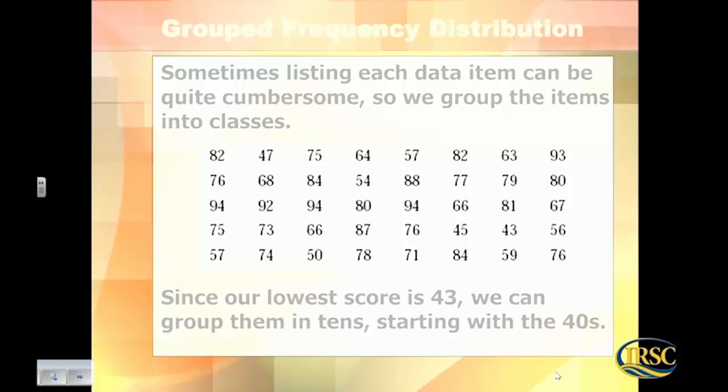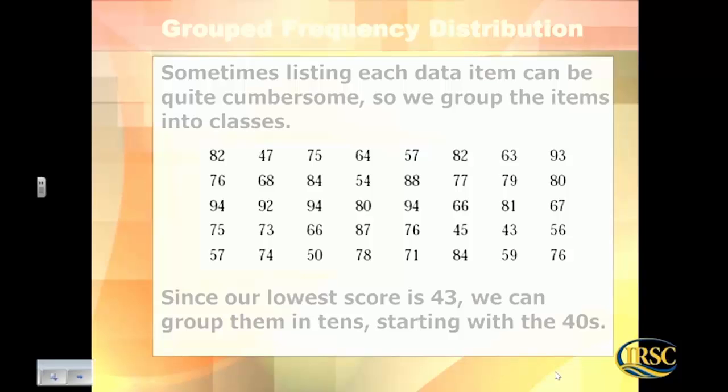So instead, what we can do is we can group the items into classes. So this would be different types of classes than what we talked about. It's not a category. Well, in a way, it is a category, but this is a numerical category. So in other words, since our lowest score is 43 and our highest is in the 90s, we can group them by tens and start with the 40s. So at the top we would have 40 through 49, those would be the 40s. And then the next class could be 50 through 59, and then 60 through 69, and so on.